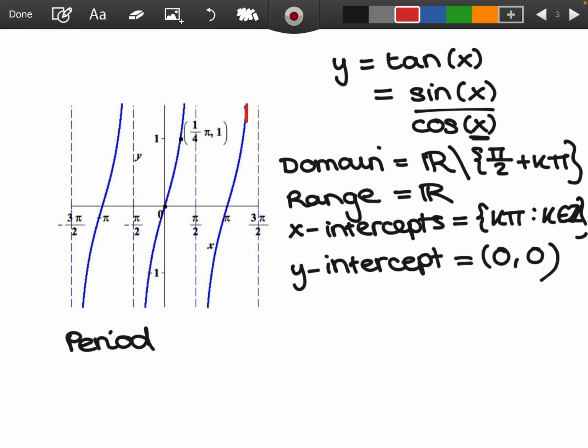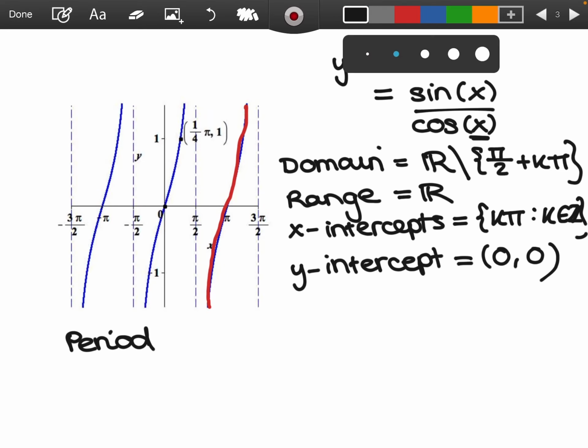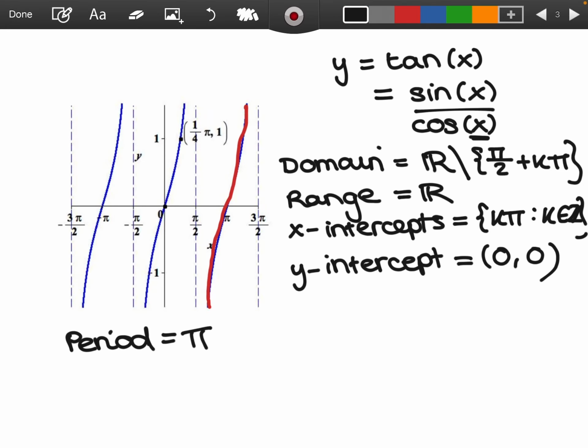Then we need to look at the period of this. The cycle that we have here is just one of these curves. And the length of that is pi. You just repeat that cycle over and over again. So the length of that cycle is pi, so our period of this periodic function is pi.